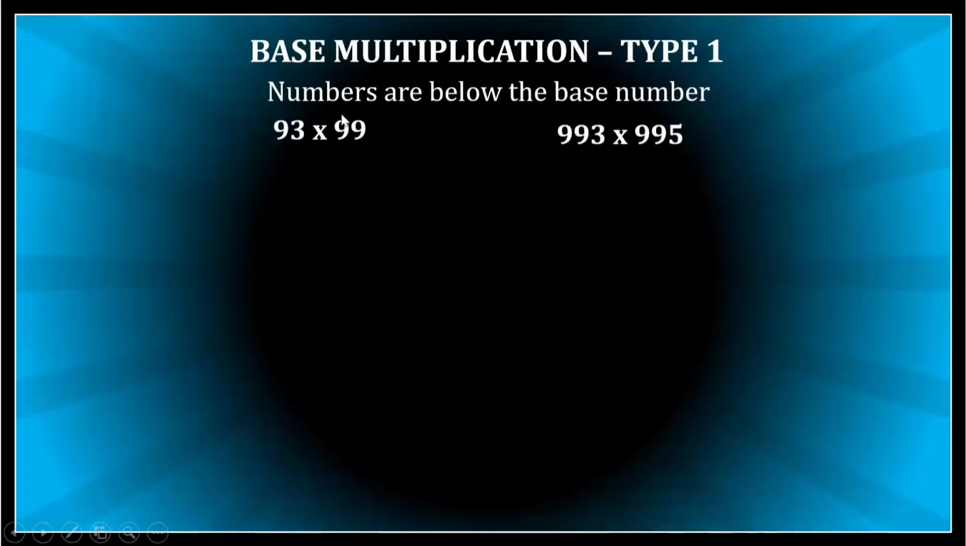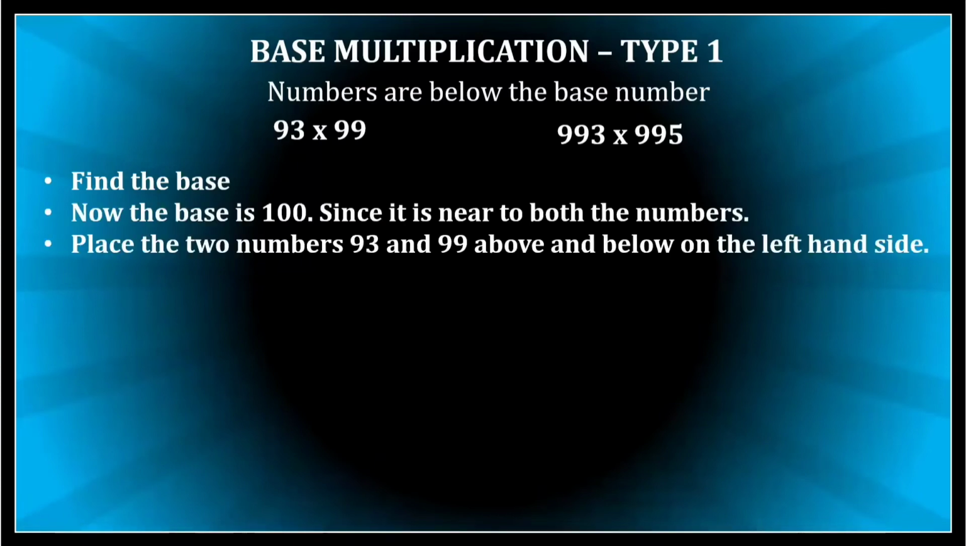First thing is to decide the base. So what is the base? Find the base. The base is the power of 10 closest to the numbers: 10, 100, or 1,000. I'm sure you must have guessed it. It's much closer to 100 as compared to 10 or 1,000. So the base comes out to be 100. Fine. Next, place the two numbers 93 and 99 one above the other on the left hand side. So I take the two numbers 93 and 99 and I just place them.